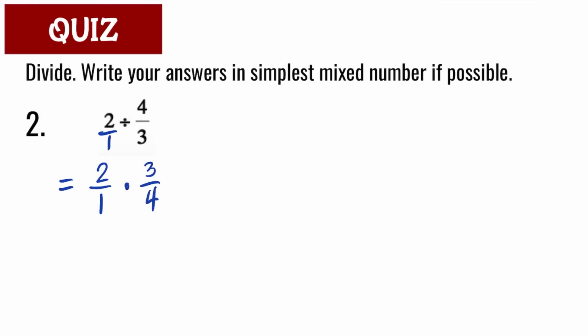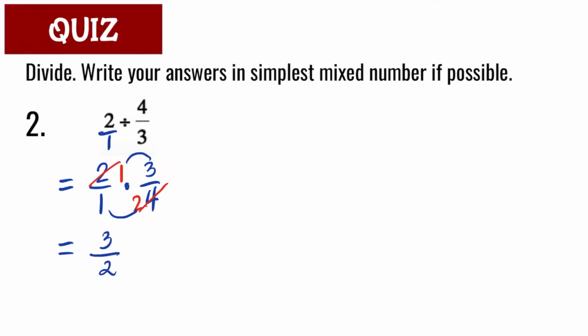In this problem, we can reduce the fraction 2 over 4. And 2 over 4 is 1/2. Now we multiply the numerators. 1 times 3 is 3. And 1 times 2 is 2.